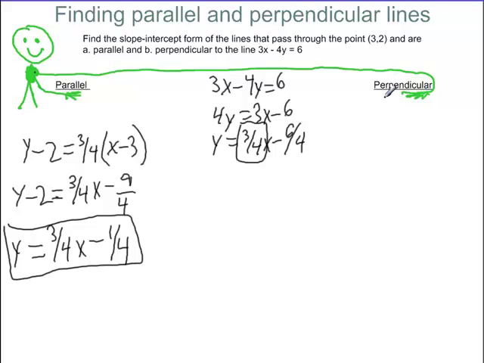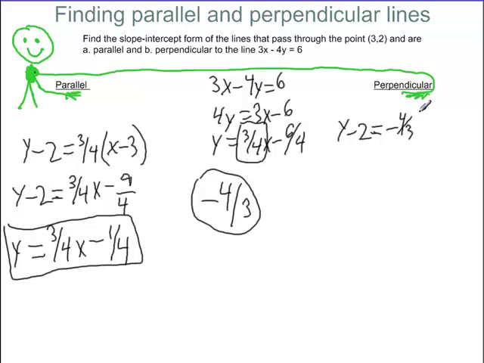Now, to find a line that's perpendicular, we have to know the rule that anytime two lines are perpendicular, they have opposite reciprocal slopes. So the opposite reciprocal of 3/4 is going to be negative 4/3. You simply flip them and take the negative of it. Again, we can do the same thing. We're going to have y minus 2 equals, this time we're going to have the slope of negative 4/3 times (x minus 3).